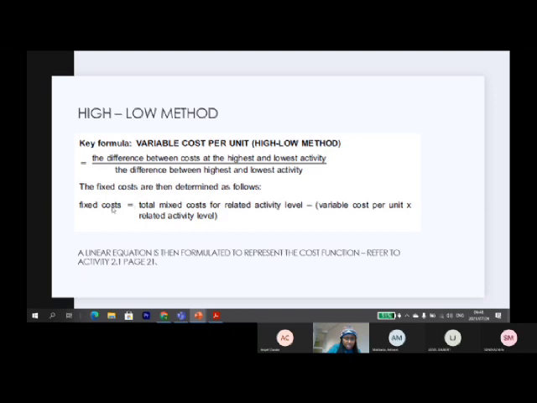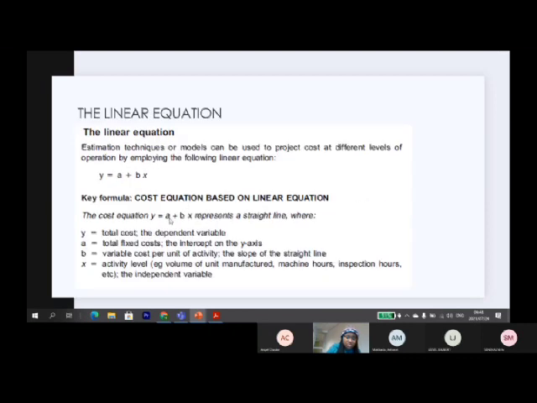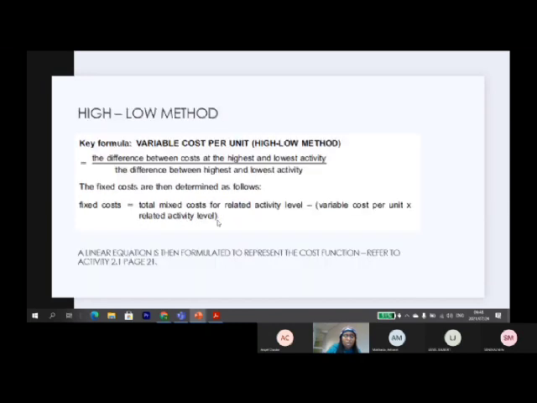So they say that for the fixed cost, how you do it with maths is this: I'm trying to solve for A, but then BX is the variable cost per unit and the number of units. So if I bring Y this side, I'll be subtracting. So it will be your total mixed cost, right? Minus your variable cost. You will get your fixed cost.